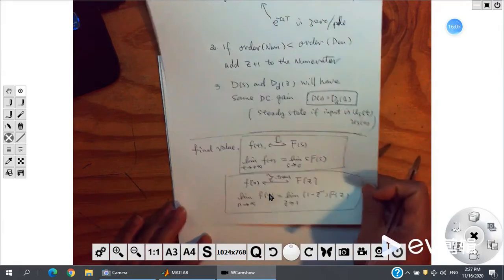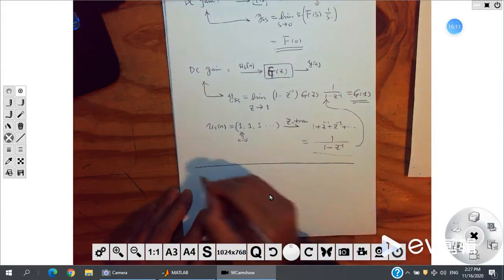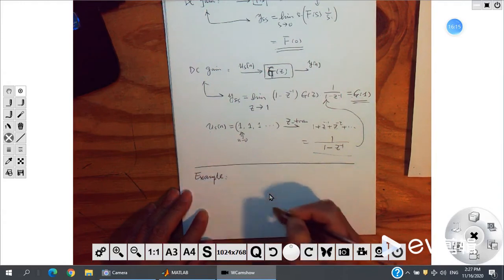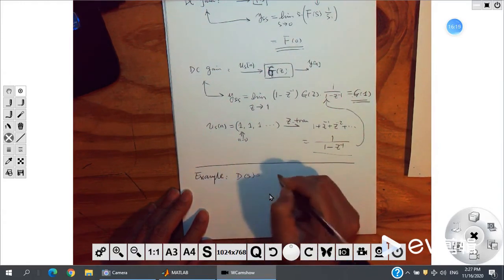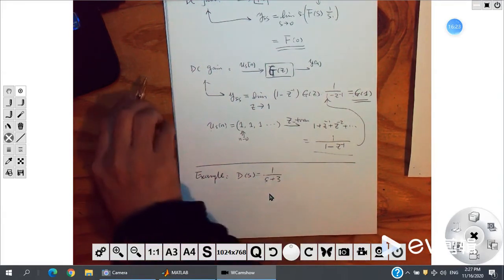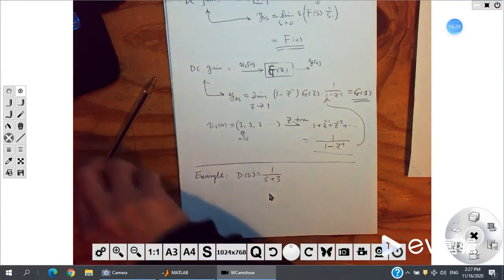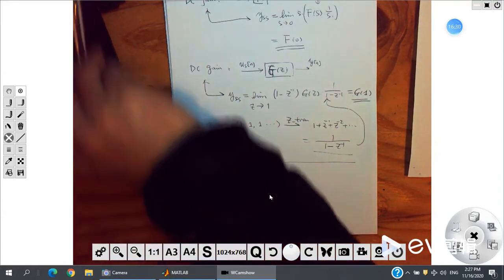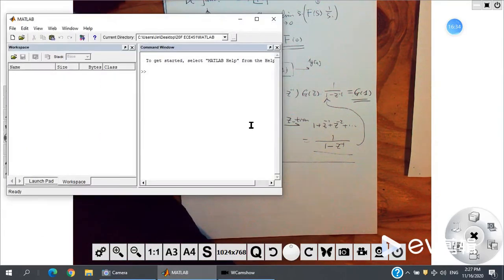Now we study an example firstly. I just use D(s) equal to 1 over s plus 3. We have this before, right? Last time we used this as an example for the testing method. Now let's do the similar thing.